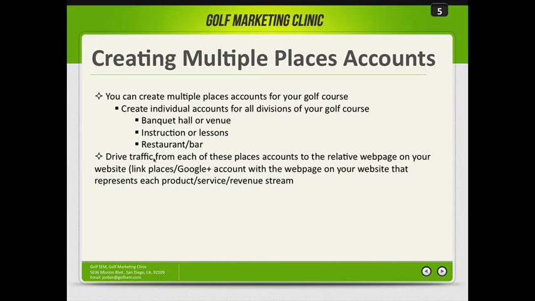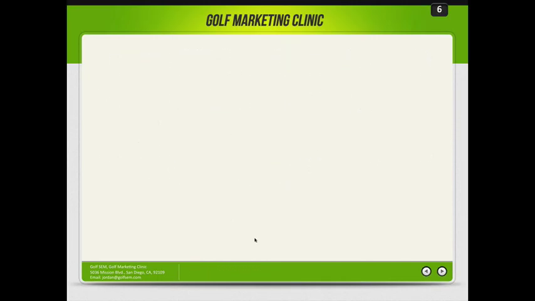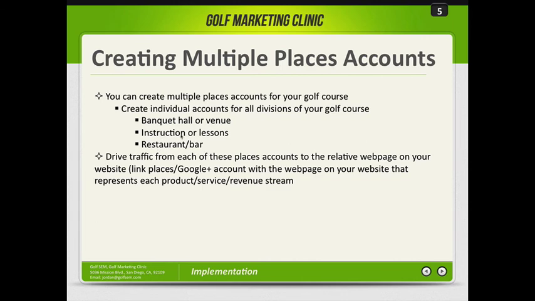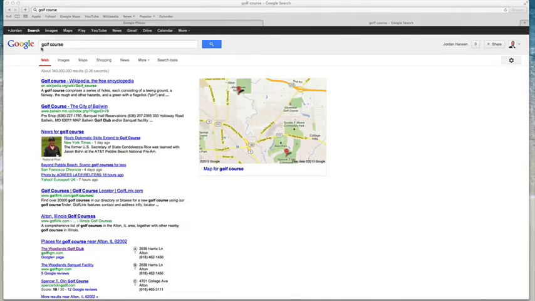Just to finish up here, go ahead and create multiple accounts. If you do lessons, you could even create one for your instruction or whatever division you may have. If it's your golf course, your brand name, lessons, or your banquet hall, as you've seen, I renamed it and had a different location optimized for Woodlands Banquet Facility. And I'll even show you that one really quick.